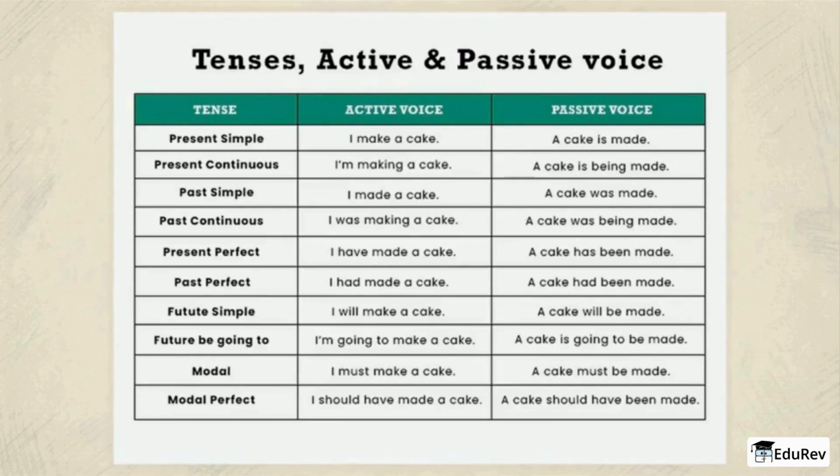This comprehensive matrix maps out how to prevent that timeline shift. The primary tense must remain locked in place. The only thing that changes is the auxiliary be verb, which adjusts to match the new structure. Look at the present simple row. I make a cake becomes a cake is made. The action is still happening right now. Down in past continuous, I was making a cake shifts to a cake was being made. The continuous past action is perfectly preserved.